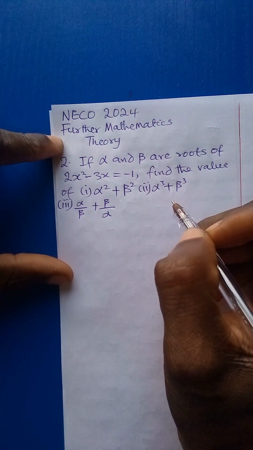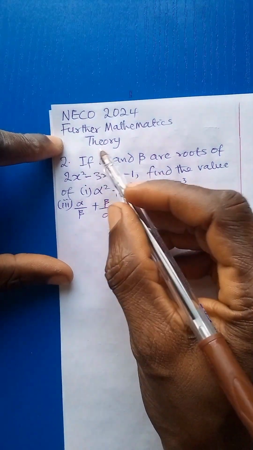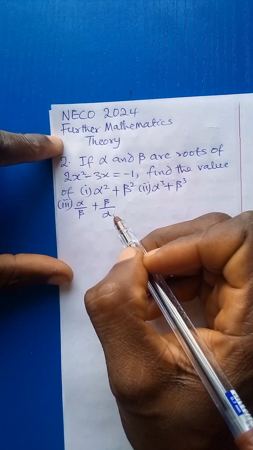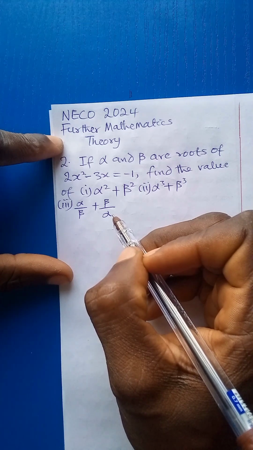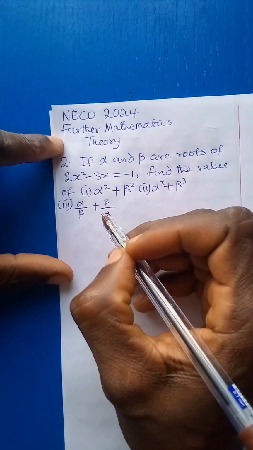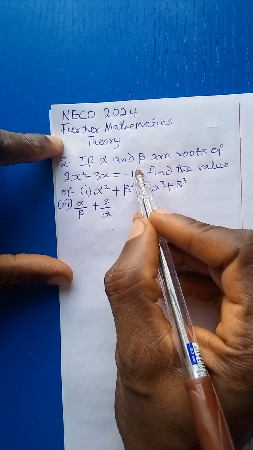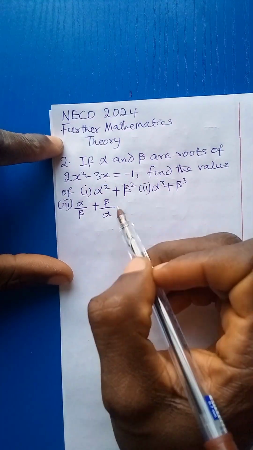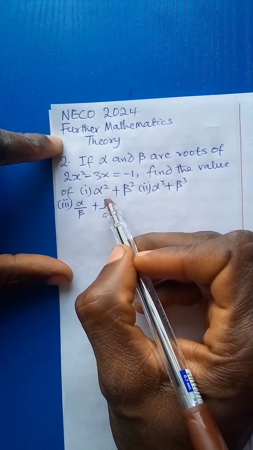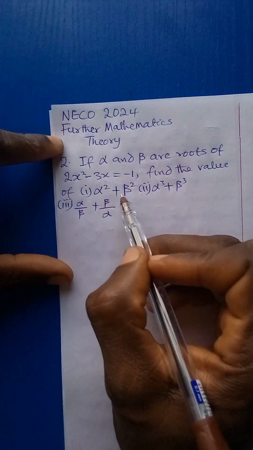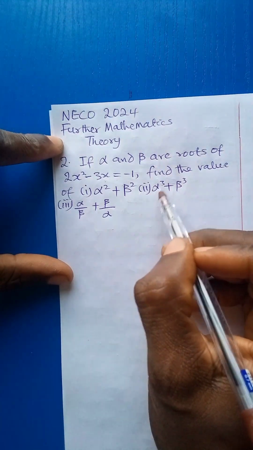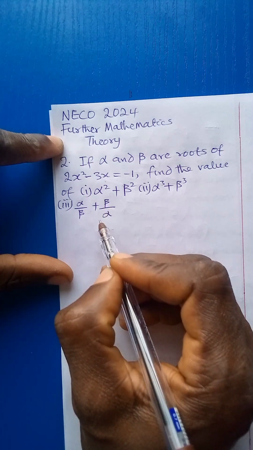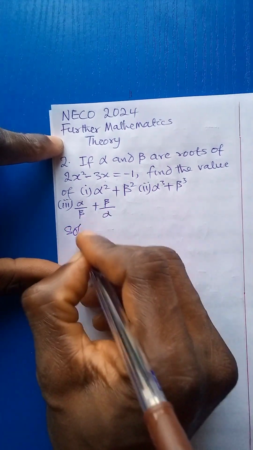In this video, I'll be solving number 2 theory question of the NECO 2024 Further Mathematics. In the previous video, I did the solution to the number 1 question. Now we have: if alpha and beta are roots of 2x squared minus 3x is equal to minus 1, find the value of alpha squared plus beta squared and alpha cube plus beta cube, then alpha over beta plus beta over alpha. What am I going to do to solve this problem?